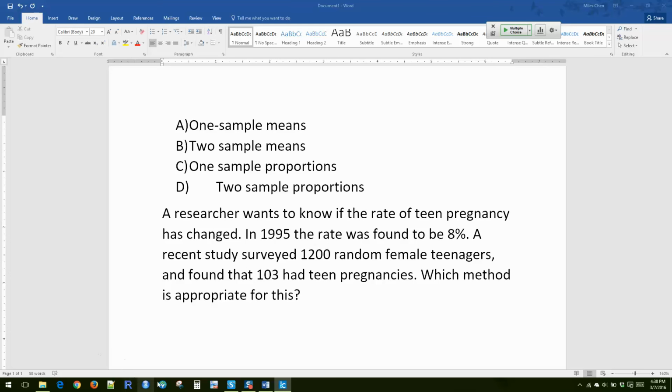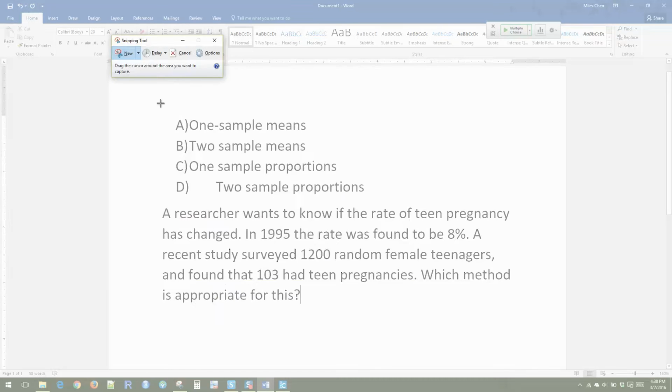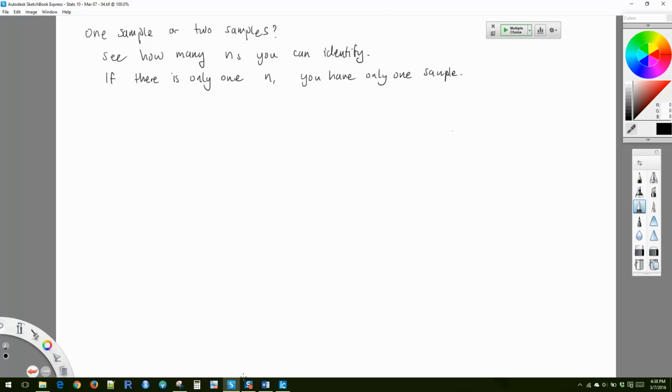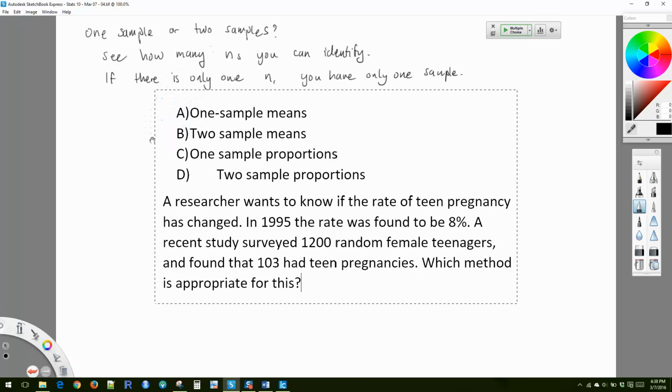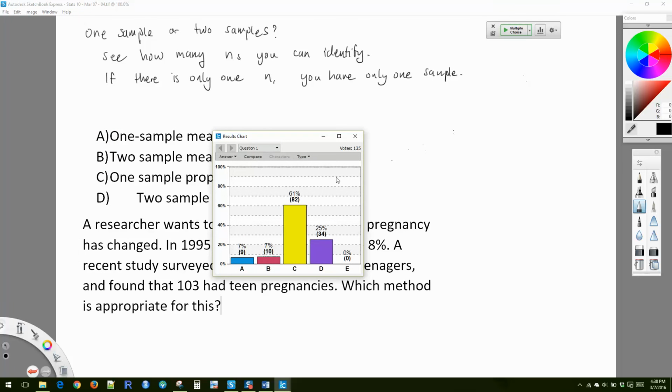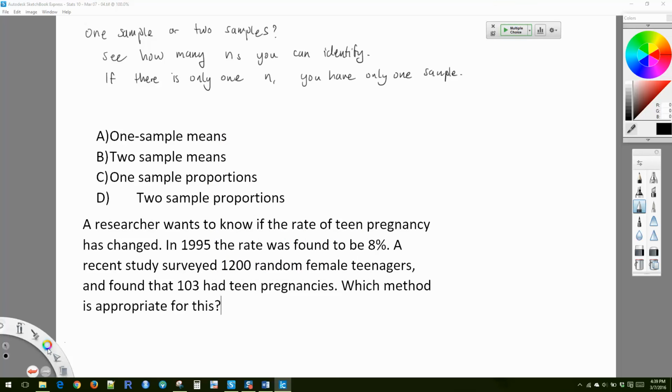Okay, for this one, the correct answer is answer C. All right, so let's talk about that. Here we're talking about teen pregnancies. So this is a categorical variable. Either someone had a teen pregnancy or someone did not.